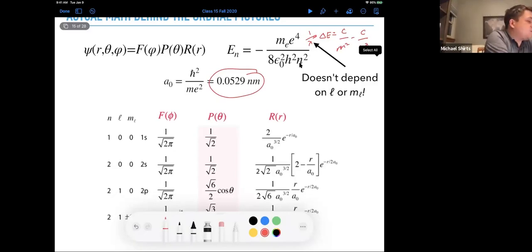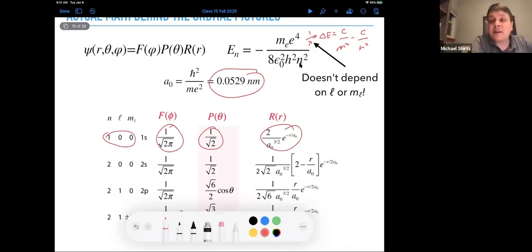Okay, for n equals 1, l equals 0, m_l is 0. Notice there's no dependence on the angles here, but there is this exponential. It's basically just an exponential times a constant, an exponential decay.